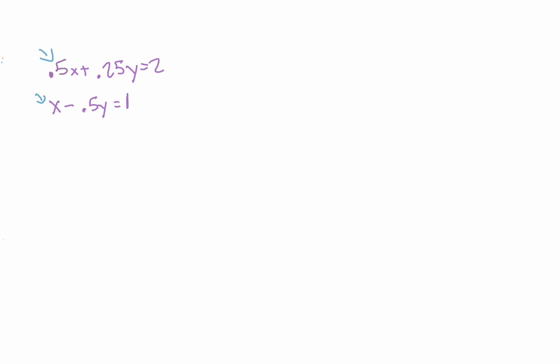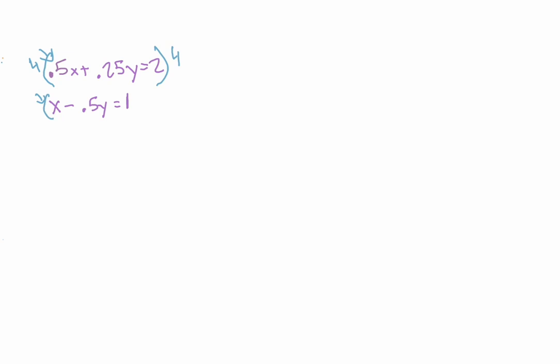So I'm going to take this top equation, and I'm going to multiply it by 4. The reason I'm going to do that is because we have a 0.25y. That's the equivalent of 1 over 4. If we multiply 1 over 4, or 0.25, by 4, its reciprocal, we're going to end up with the whole number 1. So that's what I'm going to do here.